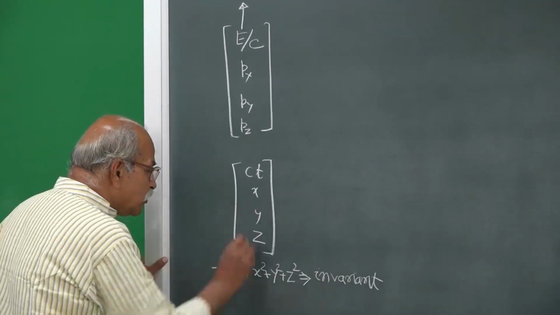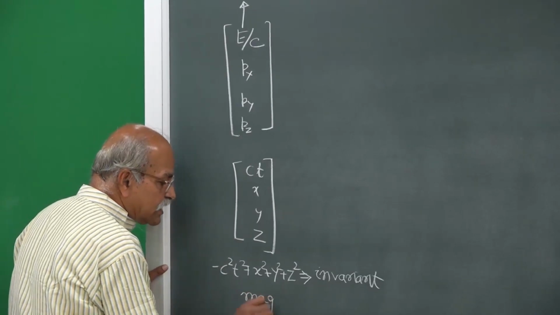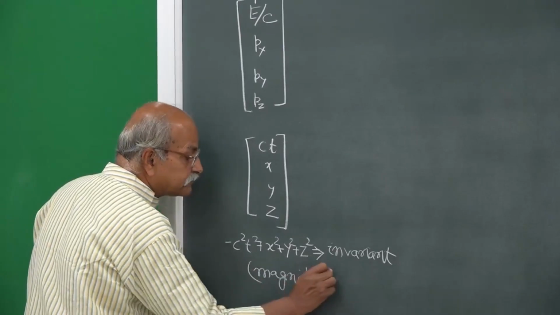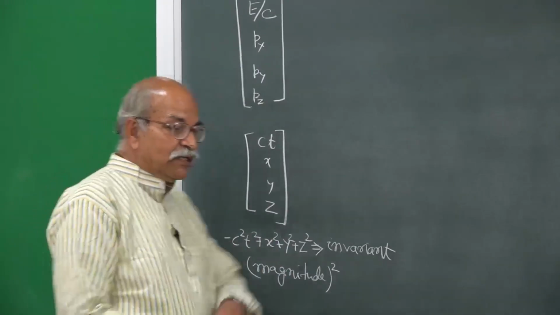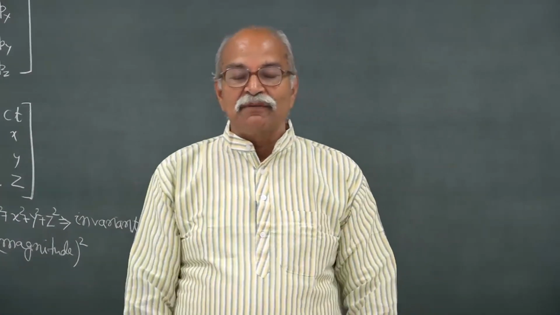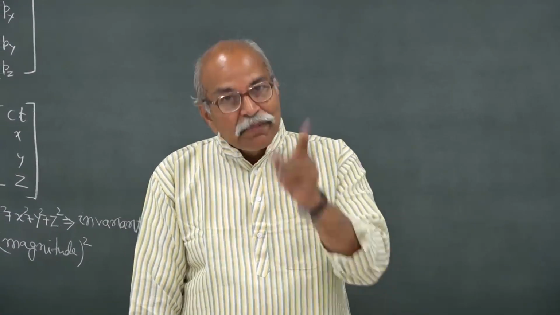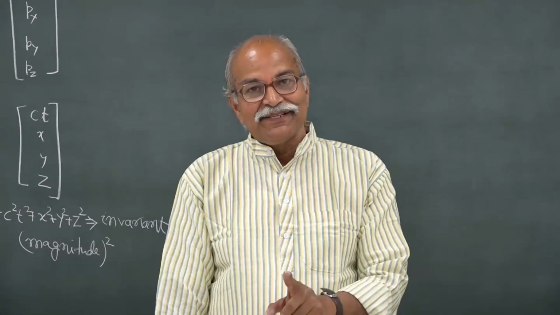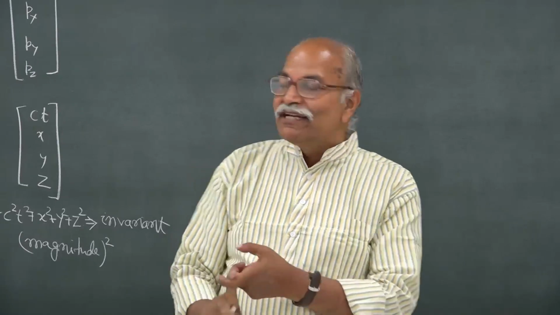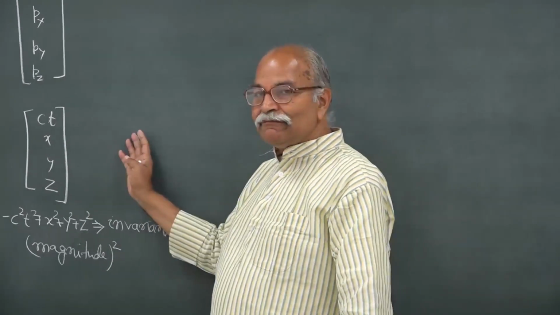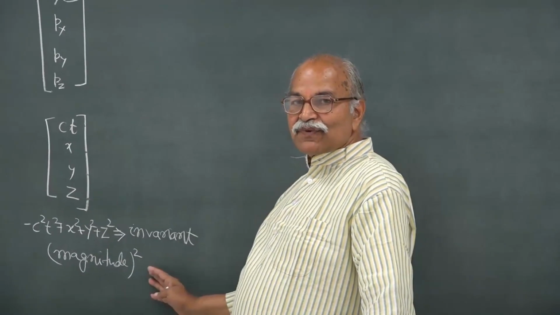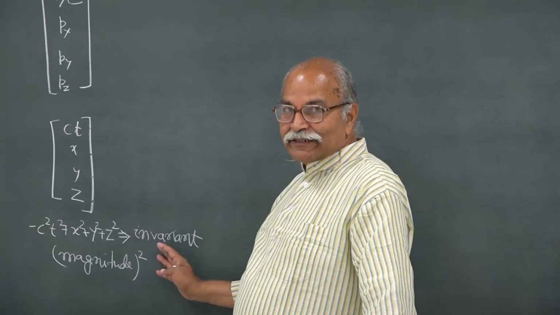So, it is a kind of magnitude square of this vector. When you change frames, when you rotate the frame in 3-dimensional geometry, the x, y, z components change, but the length of the vector does not change. So, in that same spirit, when we are going from S to S prime, these components will change, but this quantity, which is the magnitude square, will not change.